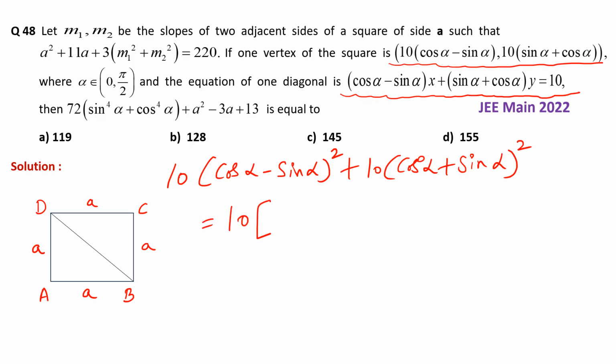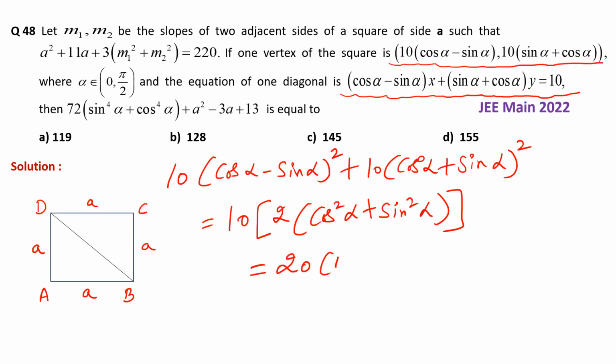It becomes 10 times inside the bracket you will get 2 times cos square alpha plus sin square alpha. Because when you expand you will get minus 2 sin alpha cos alpha and 2 sin alpha cos alpha with plus sign also, but they will get cancelled. So ultimately you will be getting 20 into cos square alpha plus sin square alpha, which is just 1. So this becomes 20 and this is not equal to 10. That means it is not equal to RHS.